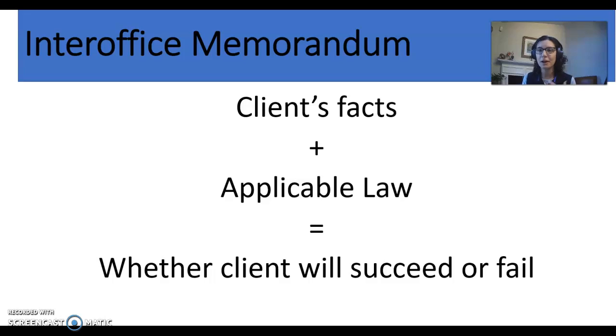And then we'll talk about how to structure this particular piece of writing. And I use that word structure intentionally because there is an organized format for writing a legal memo. It's not stream of consciousness, and I promise I will walk you through so you'll know all the parts.